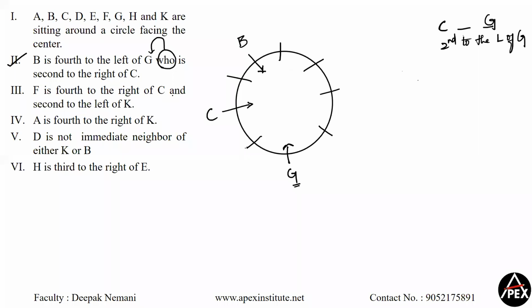Now F is fourth to the right of C. So first, second, third, fourth, F will be here facing towards the center. Okay, and second to the right of K. Now in the third statement, who is second to the right of K? F or C? F. Perfect. This also we have discussed. Whenever you have two statements joined by and, it refers to the person at the start of the statement. Okay, so F is second to the left of K. Now what is the position of K with respect to F?